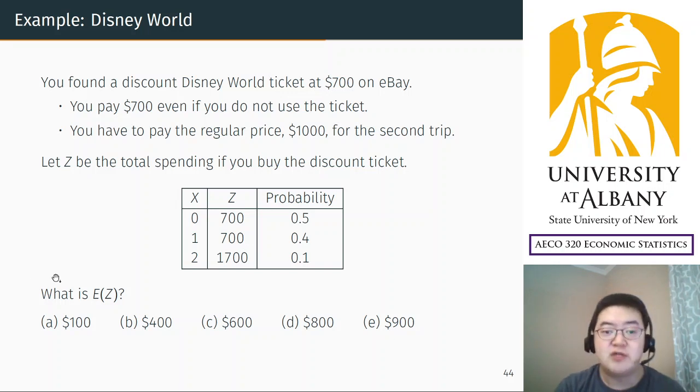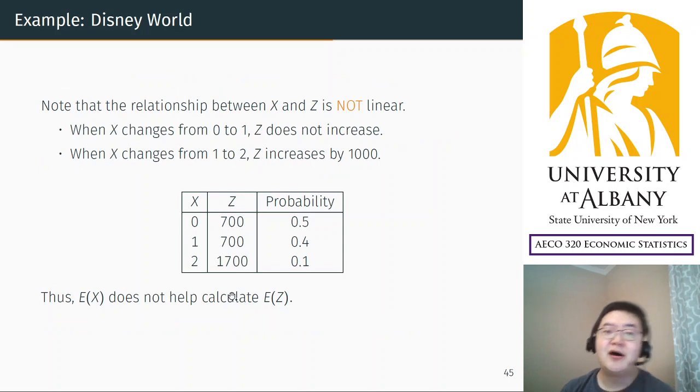Okay, did you try this question? There was a trap, and the trap was that the relationship between x and z is not linear in this example. So, how to tell it's not linear? Simply, you may see the slope.